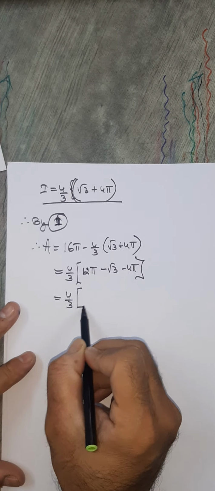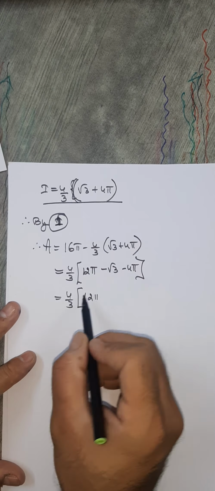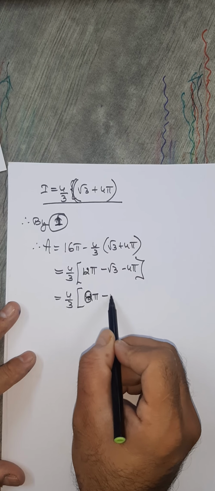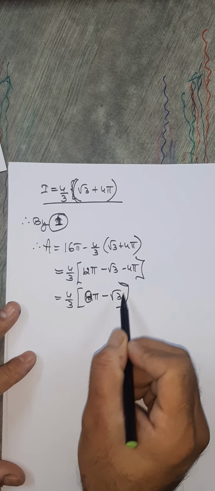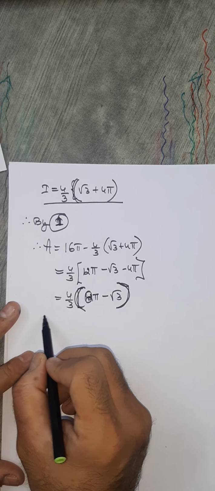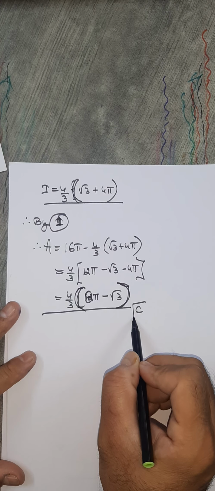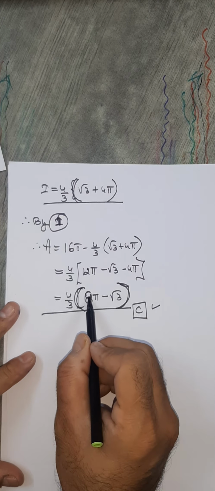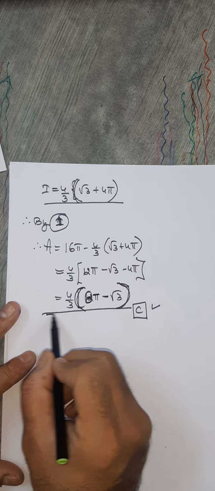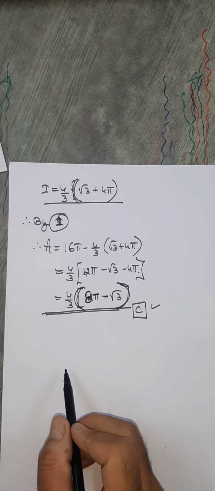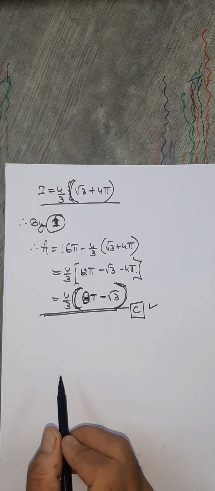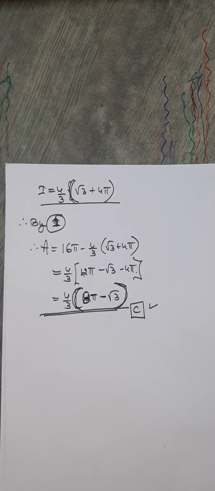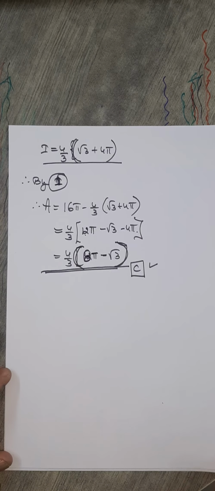So 4 by 3, this is 12 pi minus 4 pi. So this is 8 pi minus root 3, and this is nothing but the option C, remember. 8 pi minus root 3, 12 minus 4. Right. So even though it is MCQ, still you see that it's a very good question.